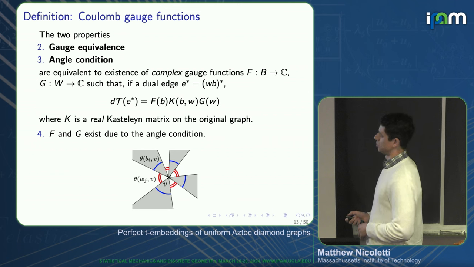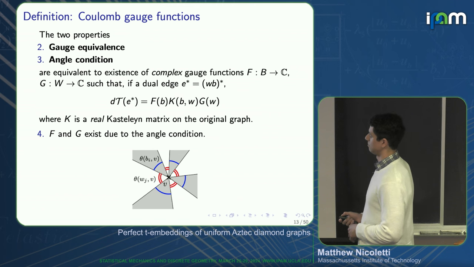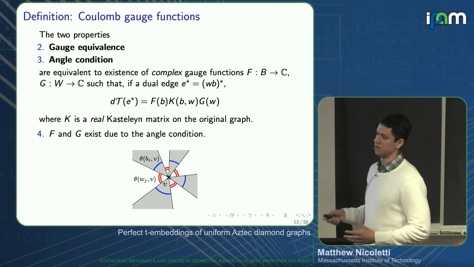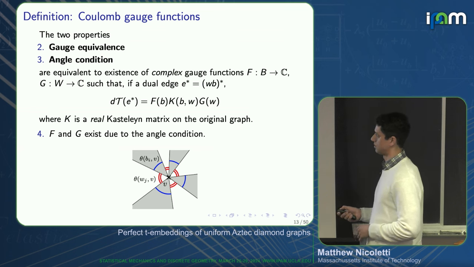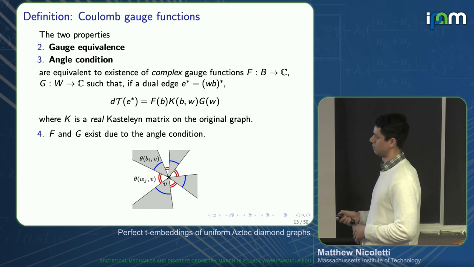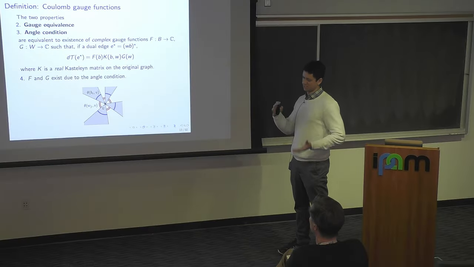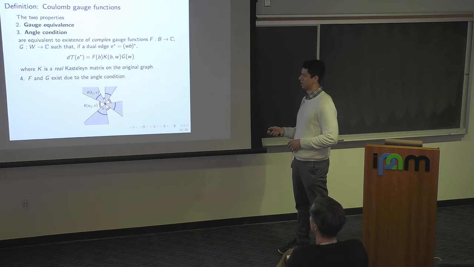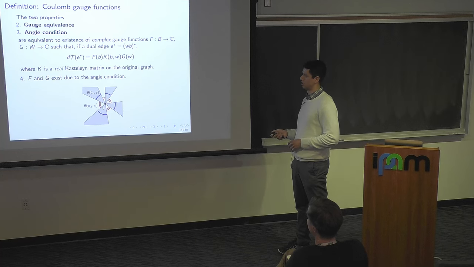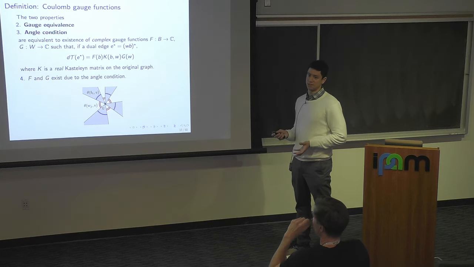Just a comment to clarify the definition a little bit. If I forget about the requirement that it should be embedded, then these two properties of a t-embedding are equivalent to the existence of complex valued gauge functions, f on black vertices and g on white vertices, such that if I take the dual edge of an embedding, its length together with its complex argument is given by multiplying the corresponding entry of the Kasteleyn matrix by these two functions, f and g. So the dual edges of the t-embedding just give you a new gauge of a Kasteleyn matrix.